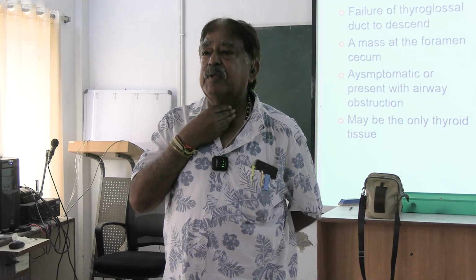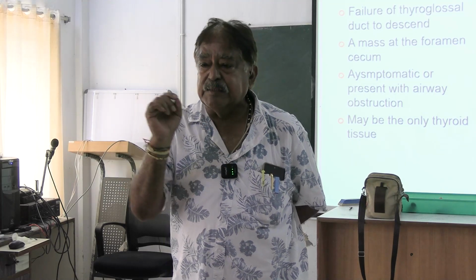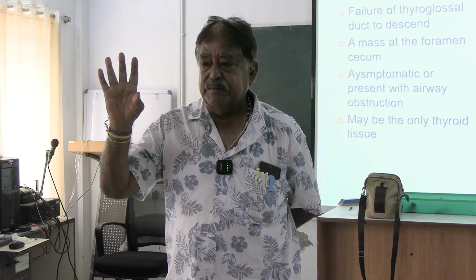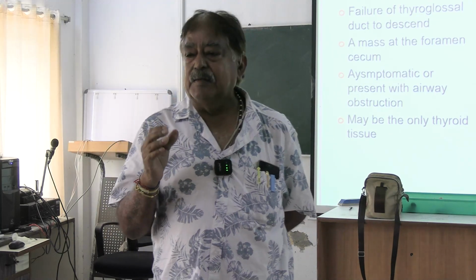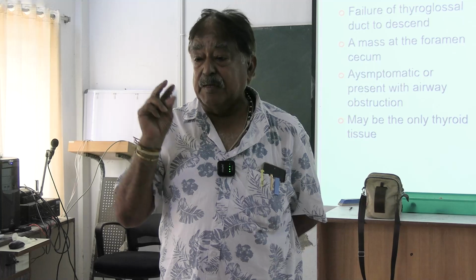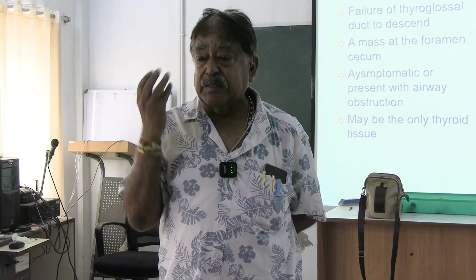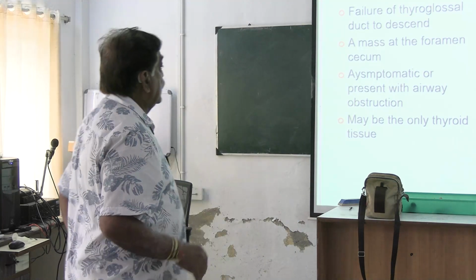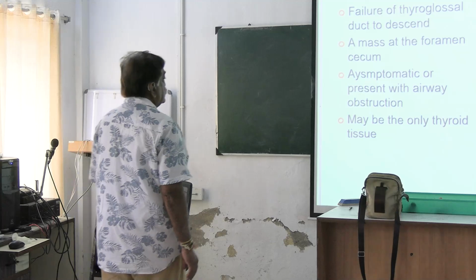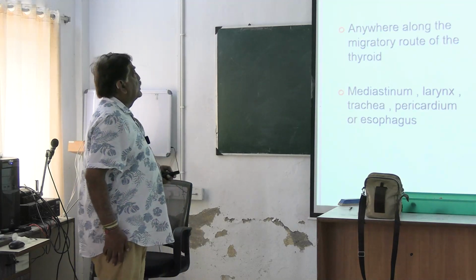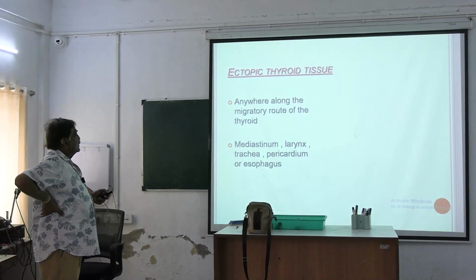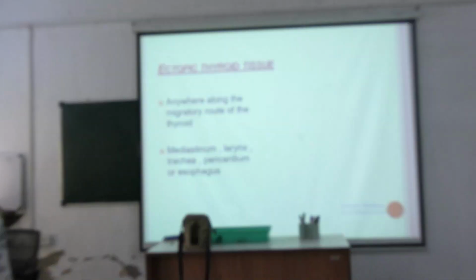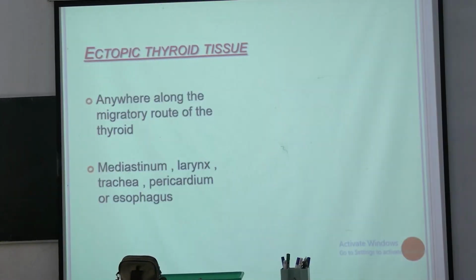You see over here, just do an USG for thyroid. So if the thyroid is there, then it's no matter. But over there the swelling can be a tonsil, it can be a lingual thyroid. Now, ectopic thyroid tissue anywhere along the migratory route of the thyroid: mediastinum, larynx, trachea, pericardium, or esophagus.